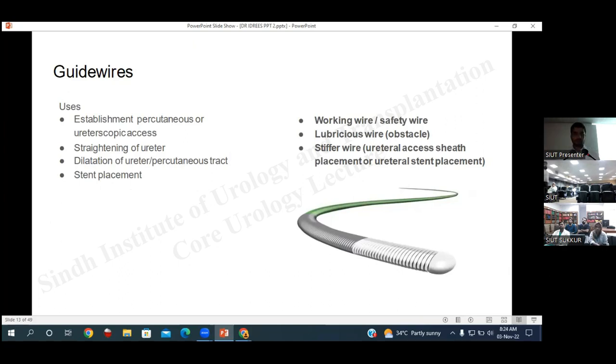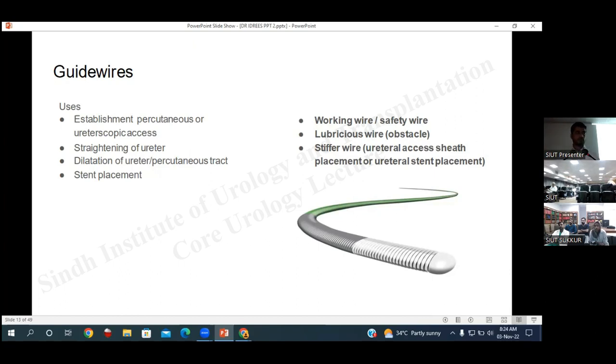6 Fr or 5 Fr size. Guide wire using in URS. Anyone else?